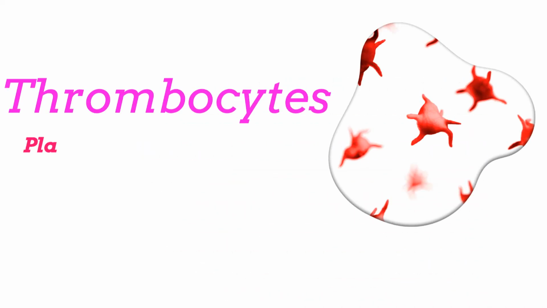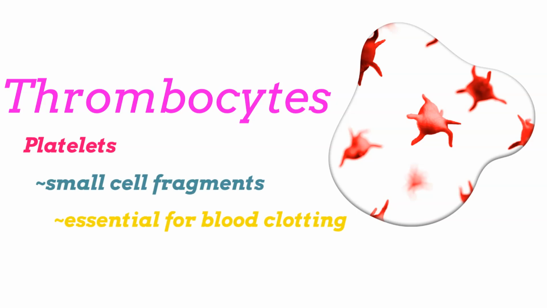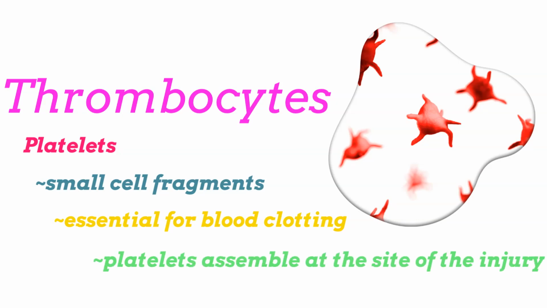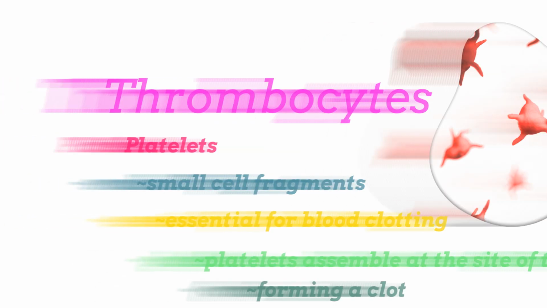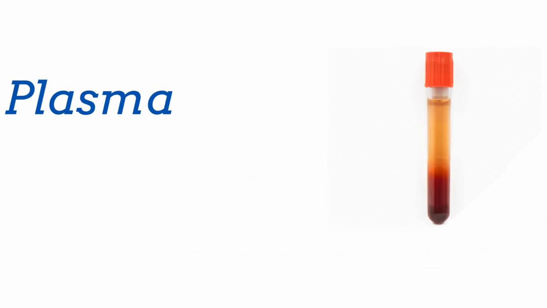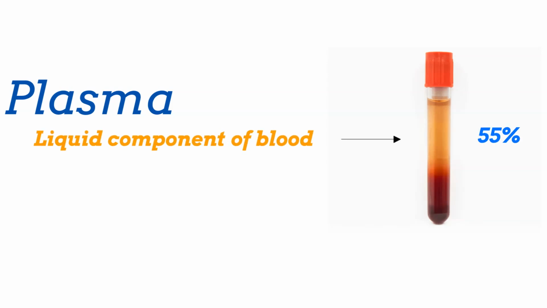And then there are thrombocytes. Thrombocytes are platelets, small cell fragments that are essential for blood clotting. When a blood vessel is injured, platelets assemble at the site of the injury, forming a clot that prevents excessive bleeding. Lastly, plasma. Plasma is the liquid component of blood that comprises about 55% of its total volume.